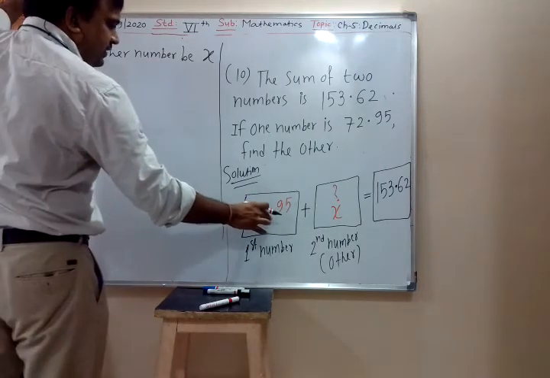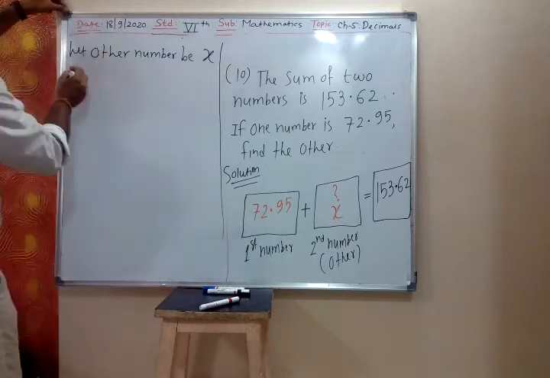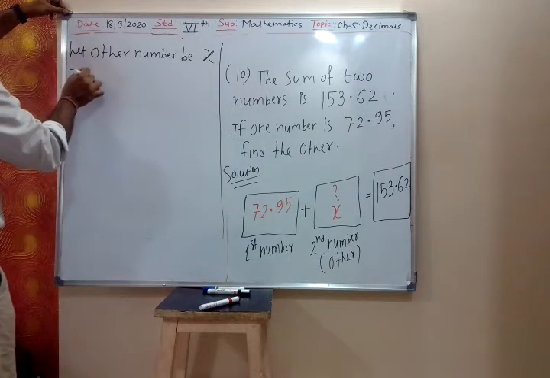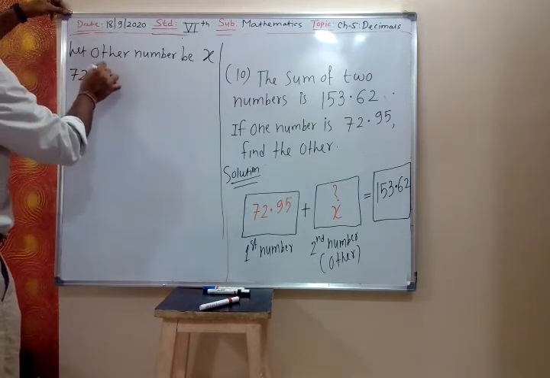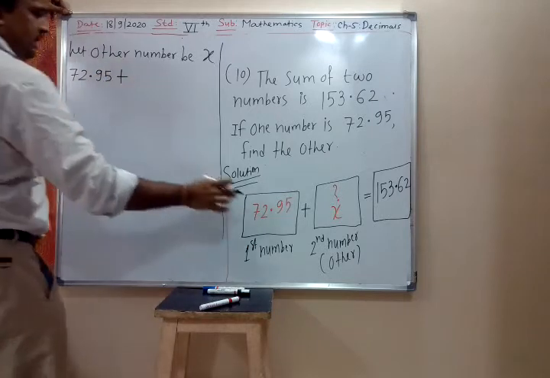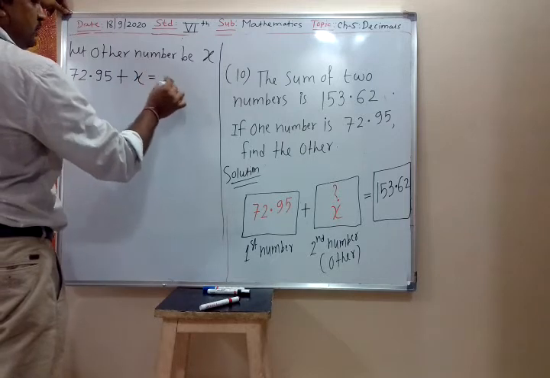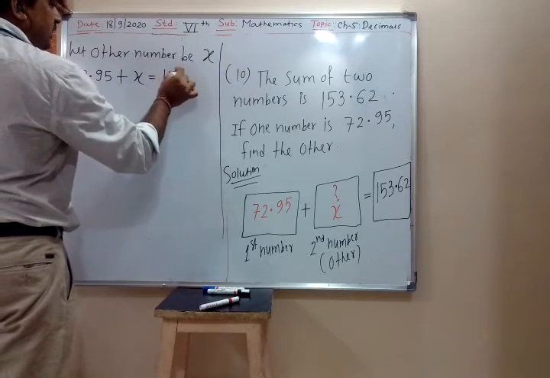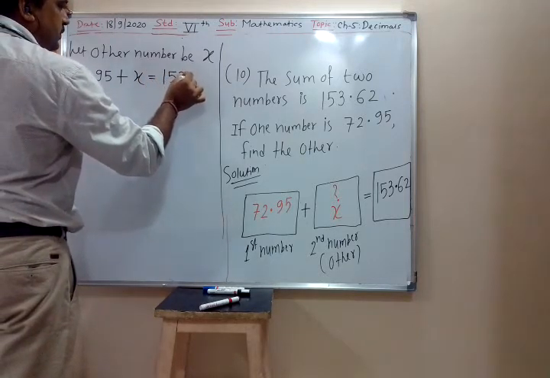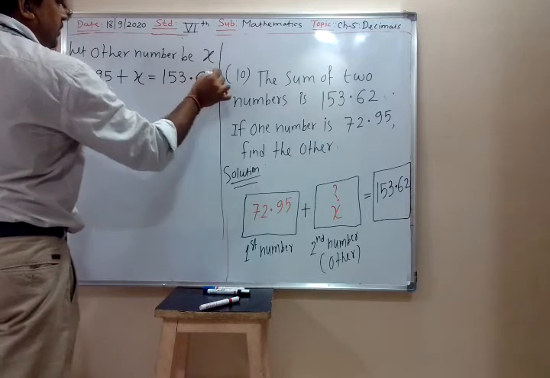So now we formulate the equation. First number 72.95 plus x is equal to 153.62.